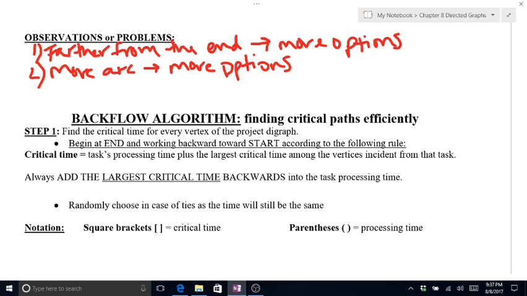Okay. So we're going to use something to help simplify it called the backflow algorithm. So step 1, we want to find the critical time for every vertex of the project digraph. So what we're going to do is work backwards. We're going to begin at the end and work backwards towards the start according to the following rule. Your critical time is the task processing time plus the largest critical time from the back to the front. Okay, so in other words, always add the largest critical time backwards into the task processing time.